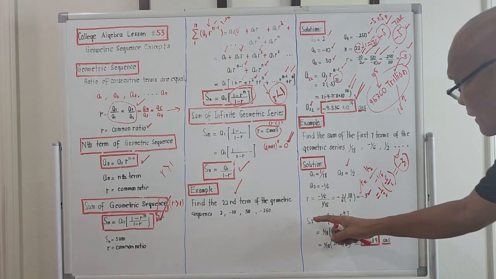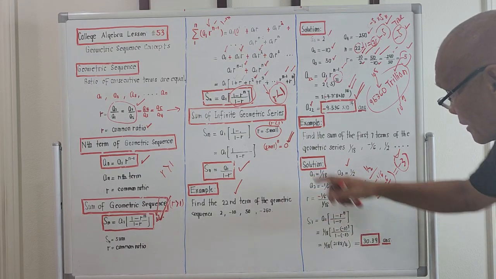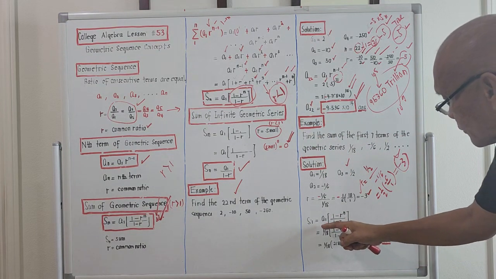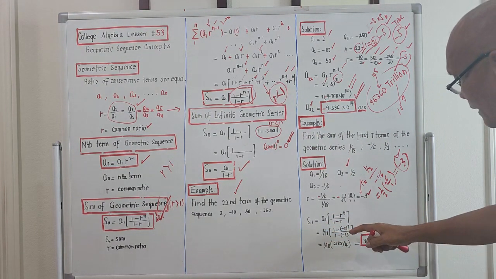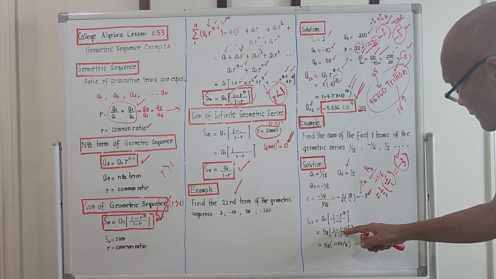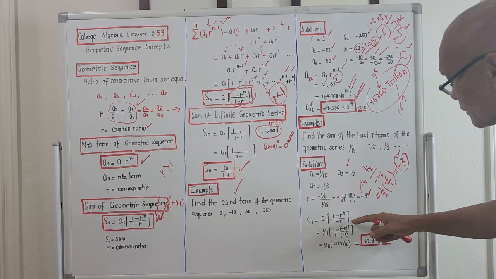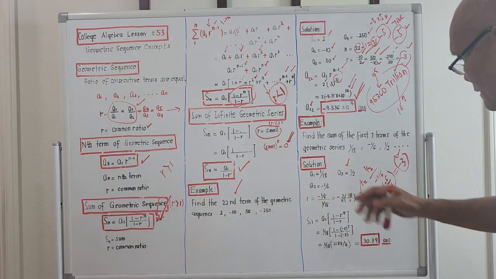So it should be a1 times the quantity 1 minus r to the n over 1 minus r, the one we derived. So a1 is 1 over 18 times open bracket 1 minus, the value of r is negative 3, raised to the 7th power. The value of n is 7, because the problem is asking for the summation up to the 7th term. All over 1 minus the quantity negative 3. Carry the proper sign.